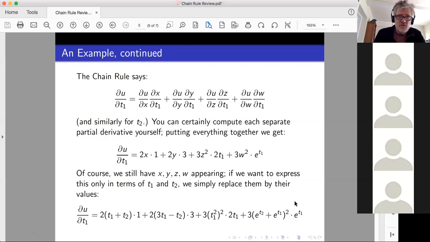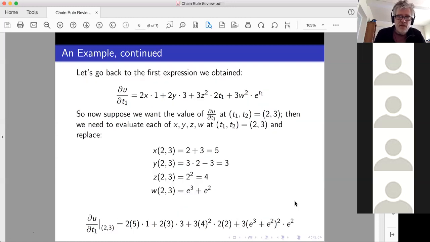So let me just show you the next slide. I'm going back to the first expression, which still has x, y, z, and w. Now suppose we're asked to find the value of del u del t1 at the point (2, 3). So these are the values of t1 and t2. First I need to evaluate each of x, y, z, w at this point.